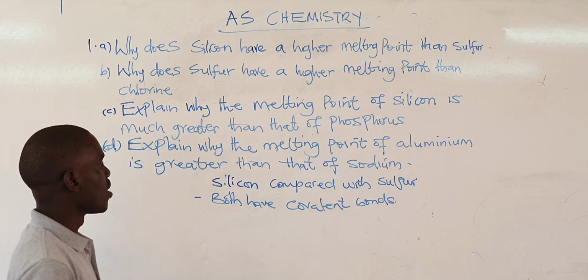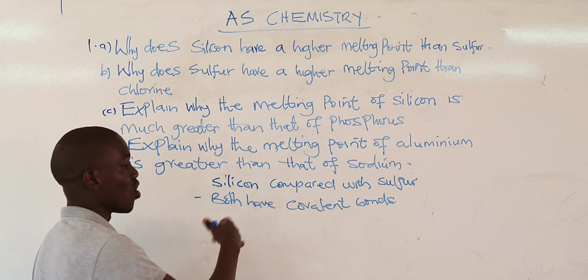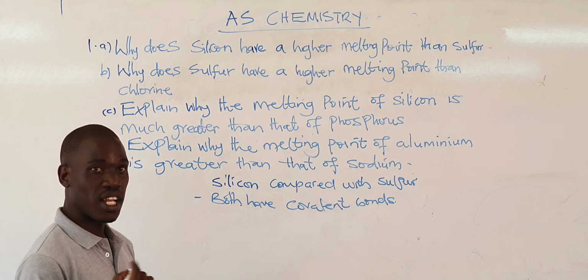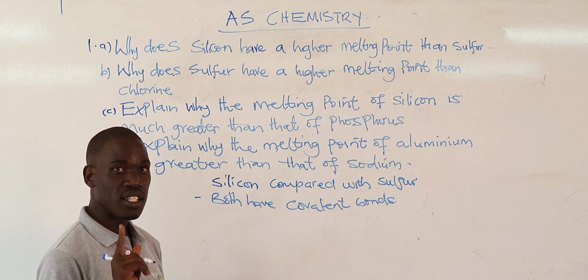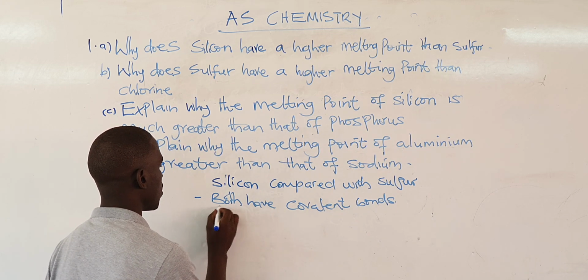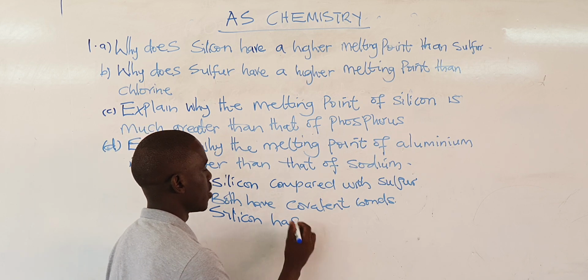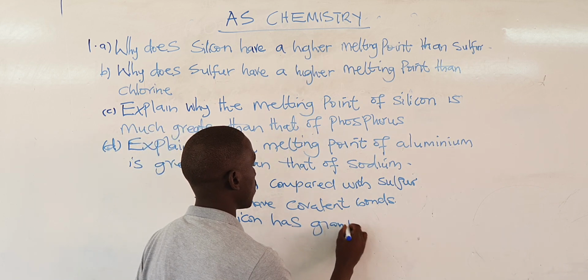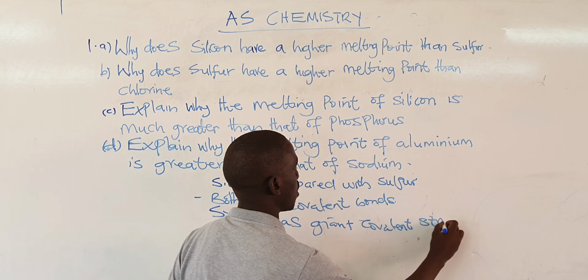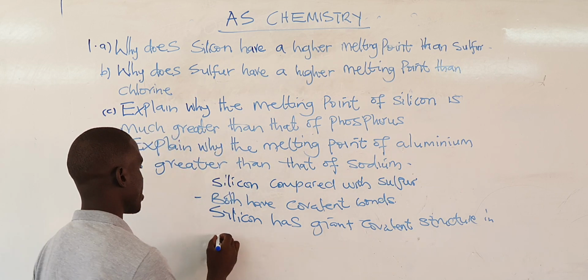So, the atoms of silicon, they bond through strong covalent bonds, forming giant covalent structure. So, in silicon we have giant covalent structure in its molecule.